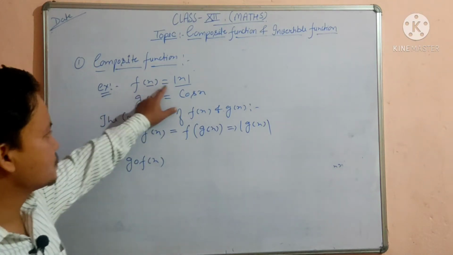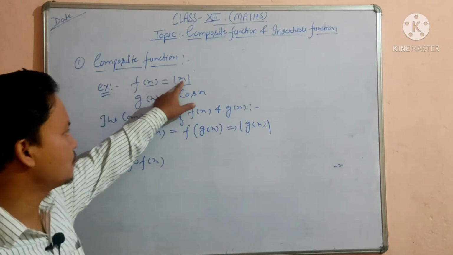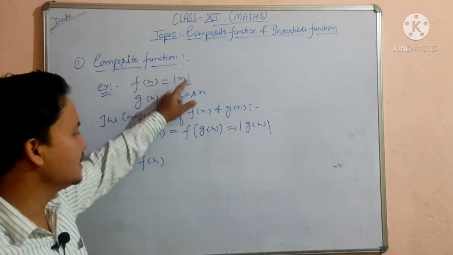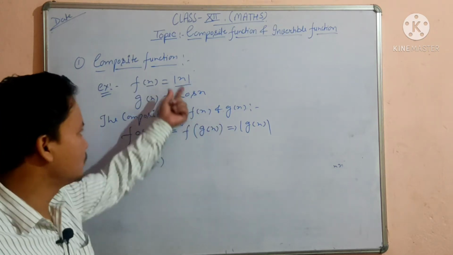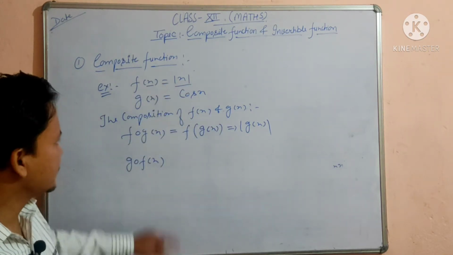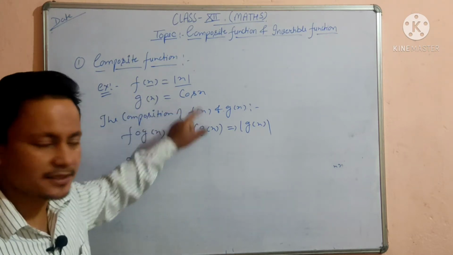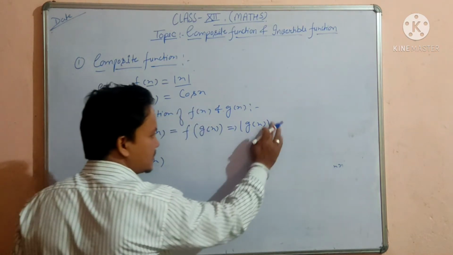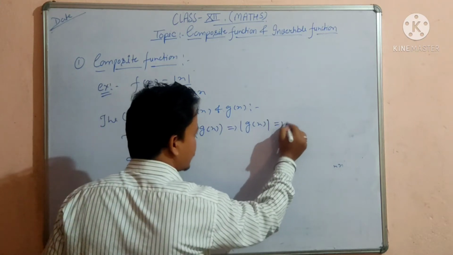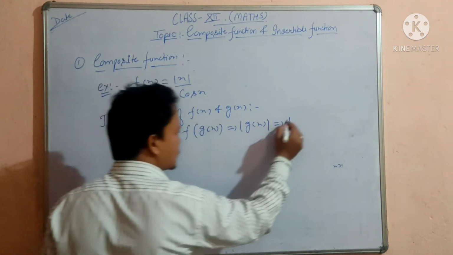Because if f of x is equal to mod x, f of t is equal to mod of t, f of y is equal to mod of y. In a similar manner, f of g(x) is modulus of g(x). Now see, dear student, what is the value of function g(x)? The value of function g(x) is cos x. Now put the value of g(x) here. So we will get mod of, what is the value of g(x)? Cos x.